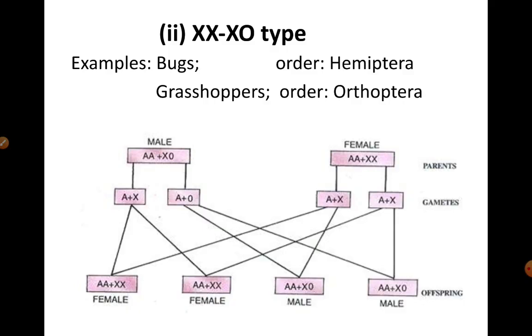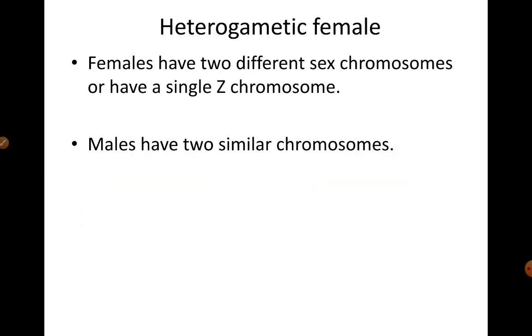These are the two instances wherein you observe the heterogametic males determining the sex of an individual or an organism. On the other hand, we said there are heterogametic females. Females can also be heterogametic. There is no rule that only males should be heterogametic. In a few instances, you also find that the female is heterogametic, having two different sex chromosomes, and males remain homogametic with two similar kind of chromosomes.